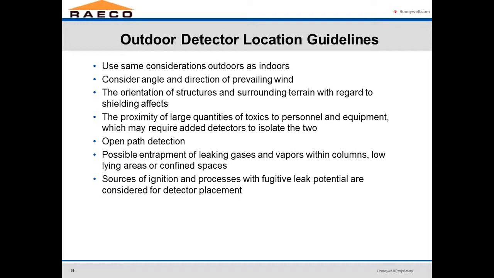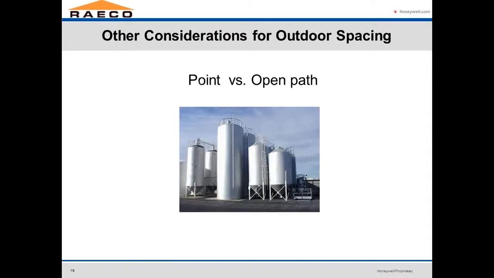The proximity of large quantities of combustible or toxic gases. Do you have large storage bins, large storage tanks? We're going to talk about open path versus point infrared detection in a minute. Also be aware of places where gases can pool into low-lying areas and confined space. Also be aware of ignition sources that may be downwind. If combustible gases can get down into those ignition sources with the right percentages of everything, combustion fire could occur as well.